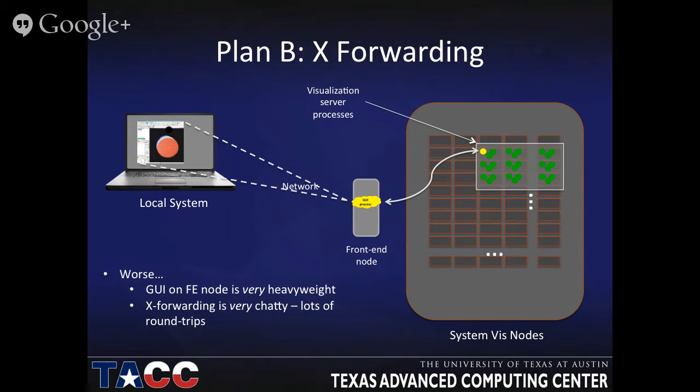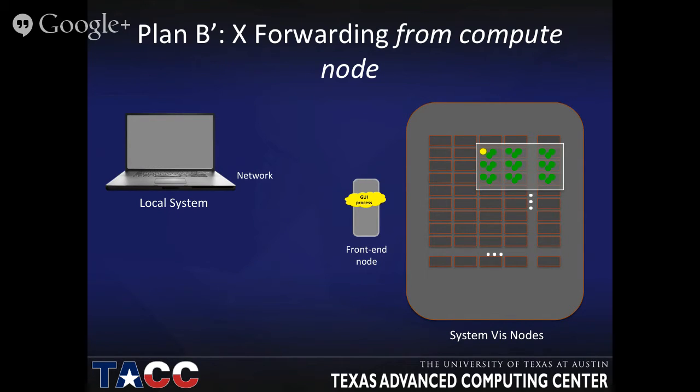So the next thing you might ask is, can we move that process from there back onto a compute node? I hope you appreciate the animation here. I spent a lot of time doing that animation. All right, so now we have moved the GUI process back here. And we could still really do X forwarding through the front end node and over here to the local system through a tunnel. And we'd be back to this.